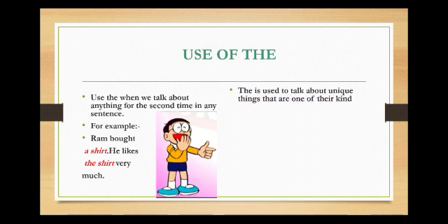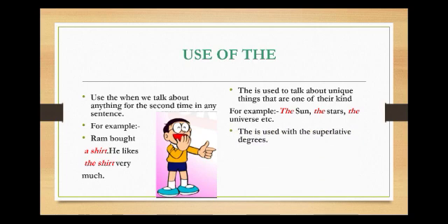The is used to talk about unique things. Unique things means that they are one of their kind only. There is nothing or not another kind like them. For example, the sun, the stars, the universe, etc.